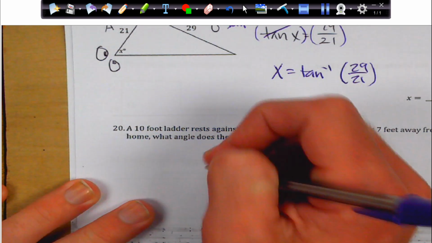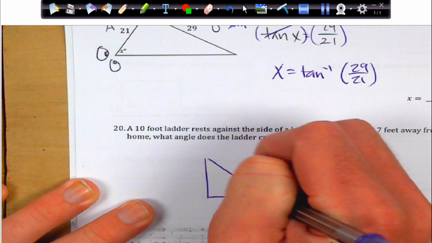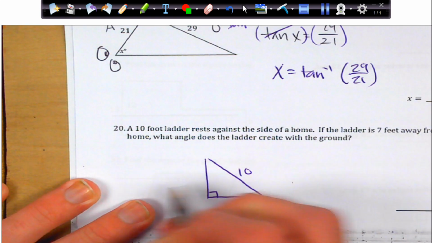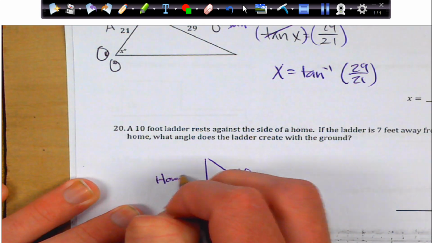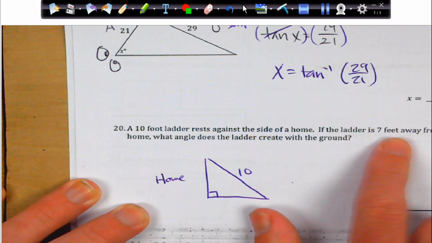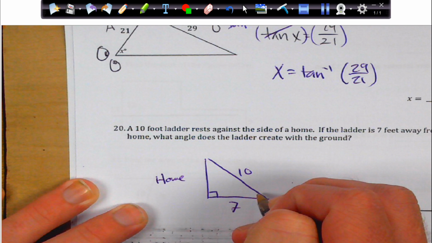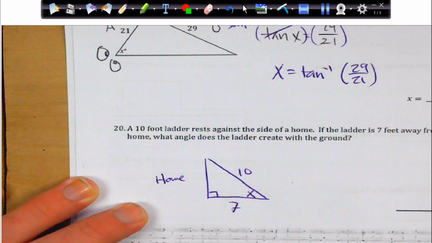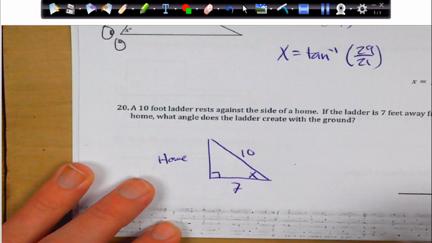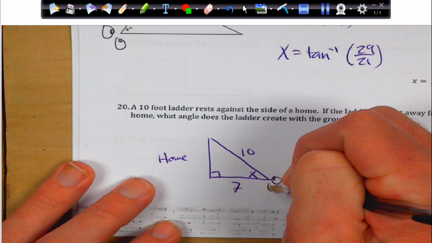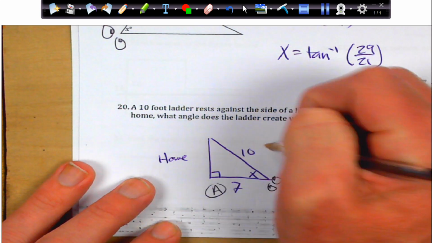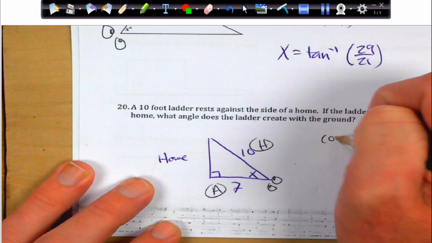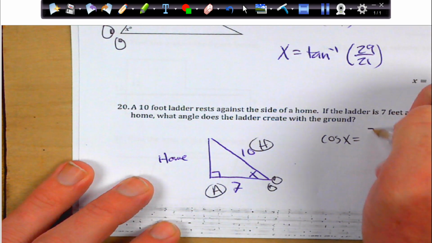Number 20. A 10-foot ladder rests on the side of a home. We've already seen ladders today. So there's my 10-foot ladder. Here's my home. If it is 7 feet away from the base, what angle does it make with the ground? So the angle between the ground and the ladder is right there. So we're going to be using our googly eyes here. We have adjacent and the hypotenuse. We're going to use the cosine of x equals 7 over 10.